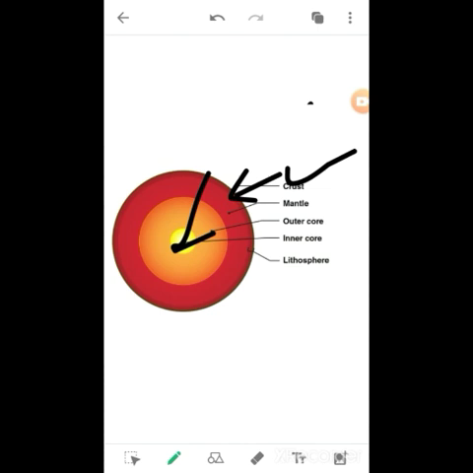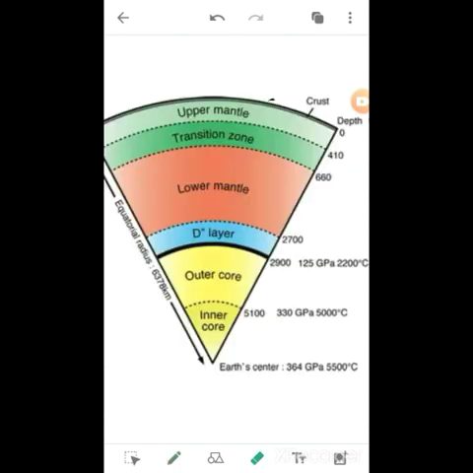As a result, the outer layer of the earth became cooler and solid, but as we move from the surface to the core, heat increases. Look at how heat increases. You can see how temperature increases from Earth's surface towards the Earth's center. The temperature of Earth's center is 5,500 degrees Celsius.